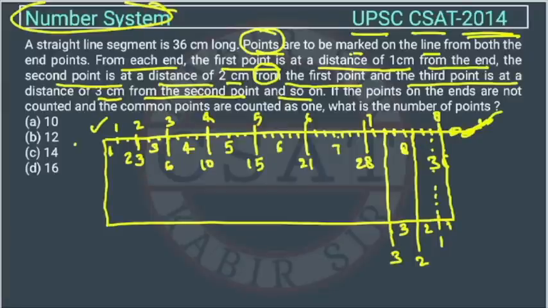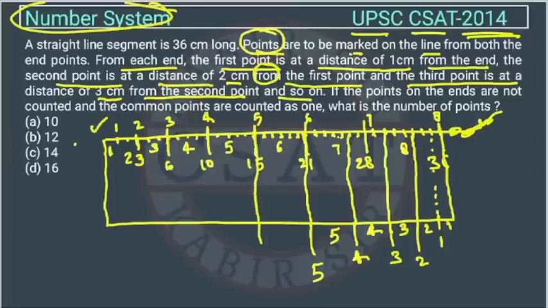Now fourth point. So first, second, third, fourth. Fourth point will come here, right? The distance is 4. Now fifth point, 1, 2, 3, 4, 5. So this will be fifth point at distance 5. Now sixth point, 1 2 3 4 5 6, so this is sixth point at distance 6. Now seventh point, 1 2 3 4 5 6 7, at distance 7. Then eighth point, 1 2 3 4 5 6 7 8, so 8 points will be here, right?